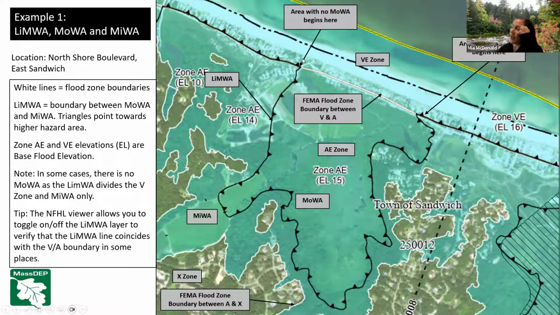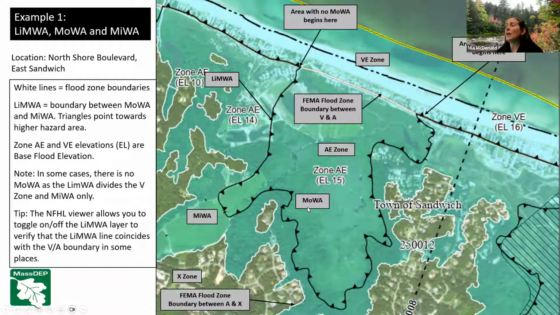I want you to take a look at this LIMWA. We have the VE zone out here by the water, and as we move landward, our zones are going to be less hazard areas. So over here, we're going from a VE zone with waves over 3 feet to a MOA with waves over 1.5 feet to a MIWA. And remember, the LIMWA usually separates the MIWA from the MOA, with the triangles pointing towards the higher hazard area.